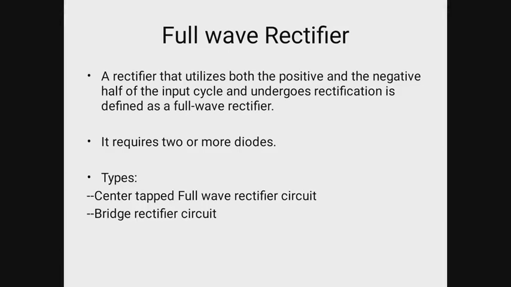A rectifier that utilizes both the positive and negative half of the input cycle and undergoes rectification is defined as a full wave rectifier. It requires two or more diodes. In the case of center tap configurations, we require 2 diodes, but in the case of bridge configurations, we require 4 diodes.